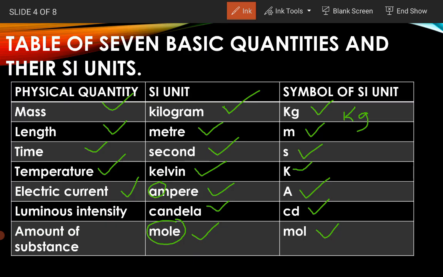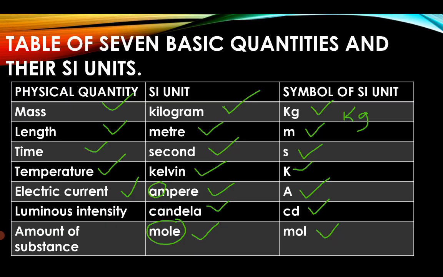The last 2, luminous intensity and the amount of substance, are not dealt with at this AS level. Of course, at a higher level, you also talk about them more, especially in chemistry, when you are looking at a topic known as stoichiometry. But at AS, we don't make reference to these 2 in physics. All right, so I think you're good on these 7 basic quantities and their SI units.